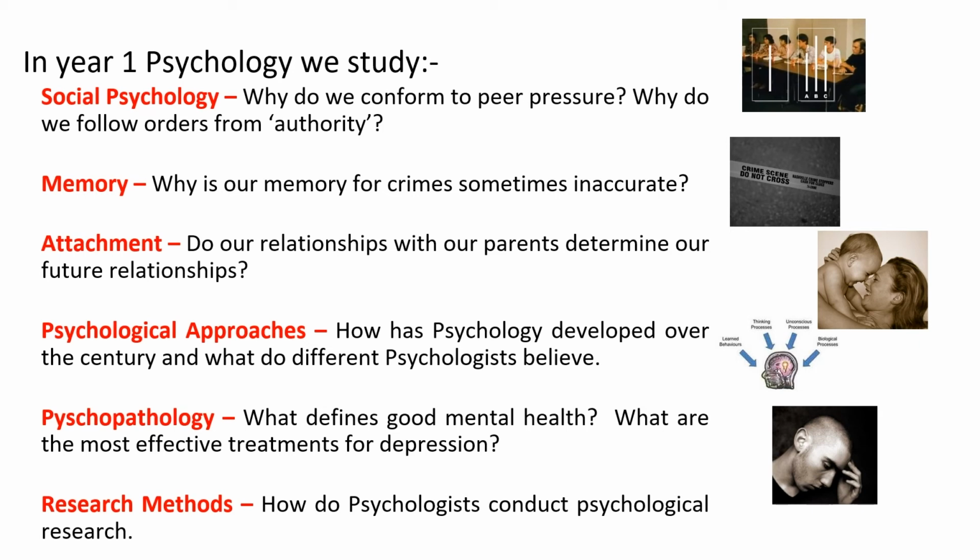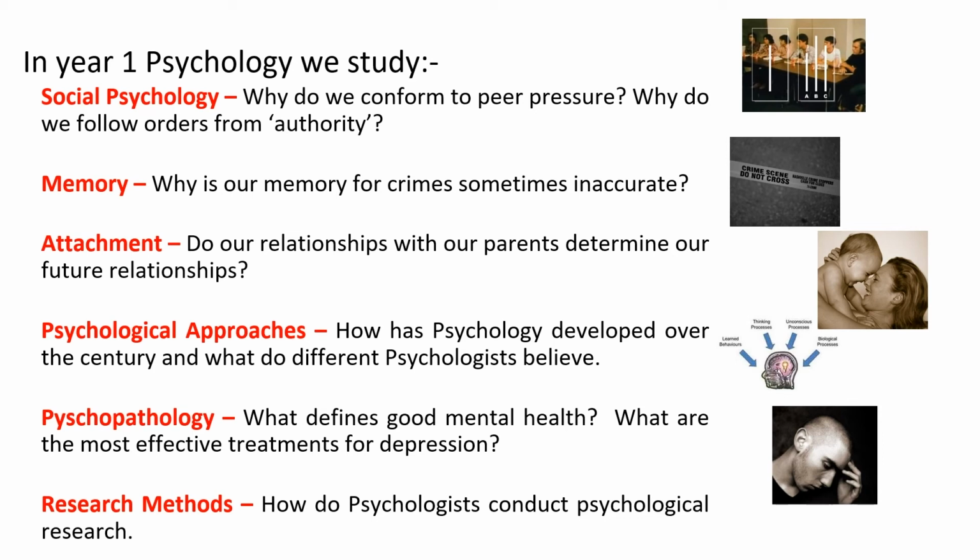We look at attachments, so those early relationships with our primary caregivers and how they can determine future relationships. And we look at the different psychological approaches or perspectives. So these are different ways of looking at human behaviour: the biological approach, the social and behaviourist approach, the psychodynamic approach, and so forth. They all look at behaviour and come at it in very different ways. So we look at those and see what each one contributes to our understanding of human behaviour.